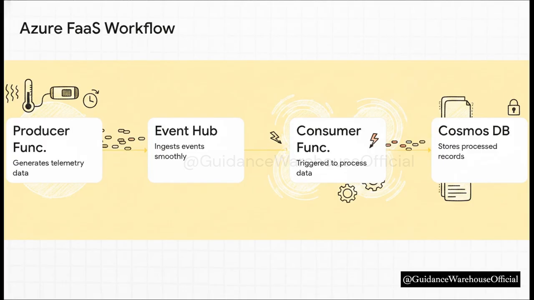Let's map out exactly how this flows in an Azure FaaS environment. Imagine an IoT temperature sensor. First, we have our producer function, which generates the telemetry data. Second, it fires that data over to an event hub. Third, the second that data hits the hub, it instantly triggers our consumer function. And finally, that consumer function processes the data and drops it into a Cosmos DB to store the records.